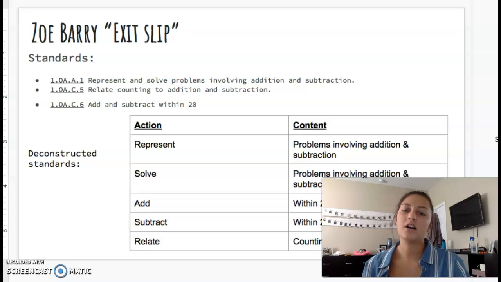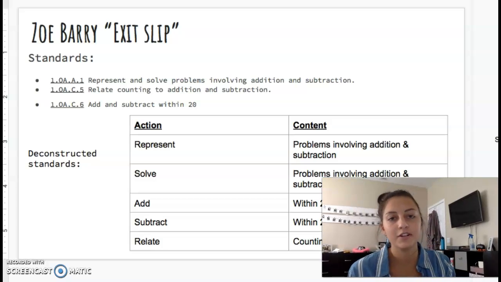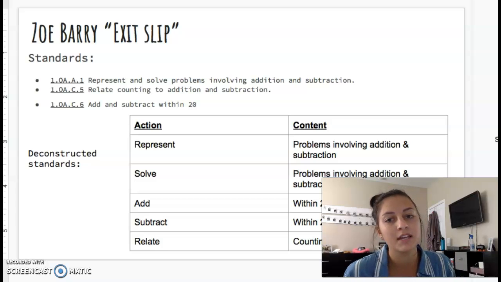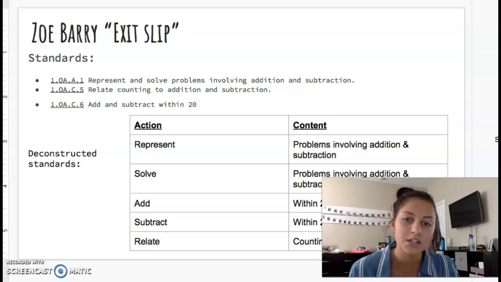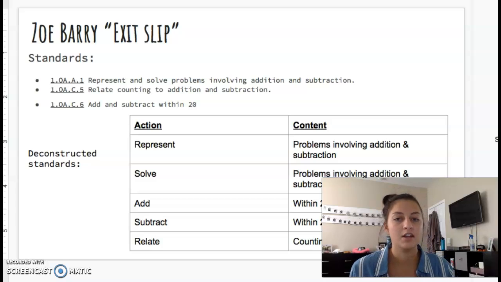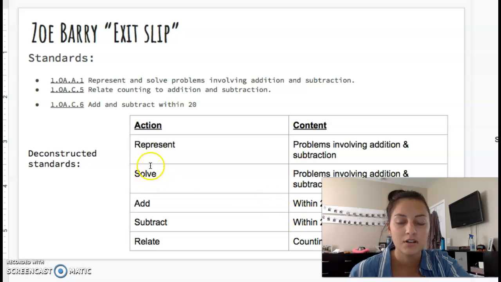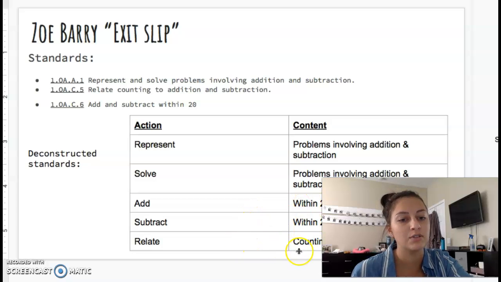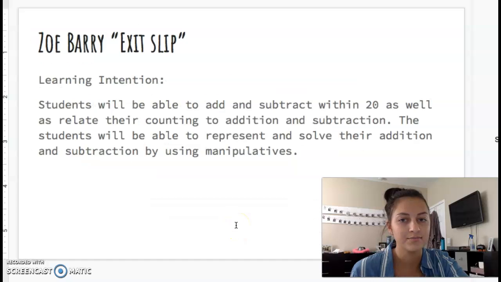I'll go ahead and start off with my standards. I had a first grade math lesson, which the standards are represent and solve addition and subtraction problems, relate counting to addition and subtraction, and add and subtract within 20. So here are the deconstructed standards. Represent problems involving addition and subtraction, solve problems involving addition and subtraction, add within 20, subtract within 20, and relate counting to addition and subtraction.